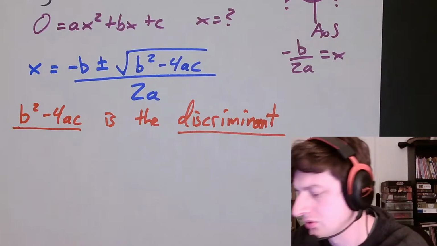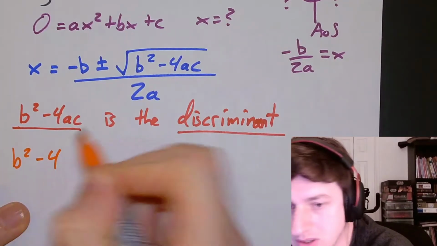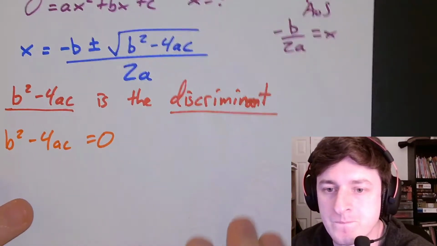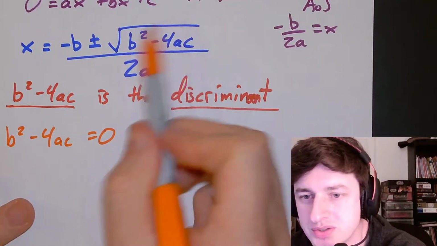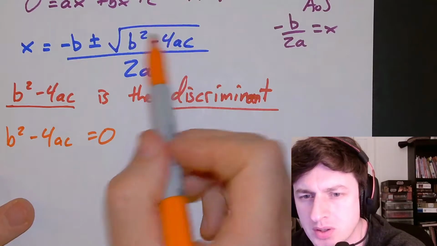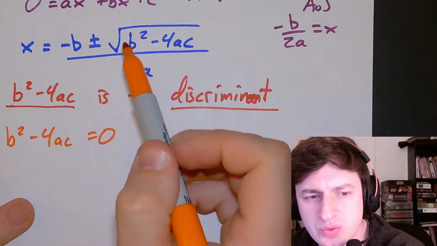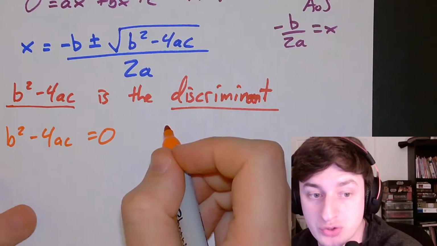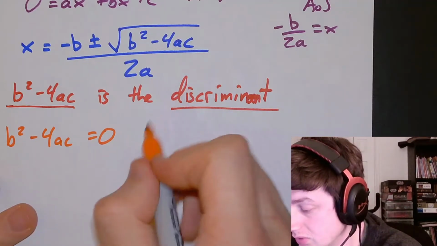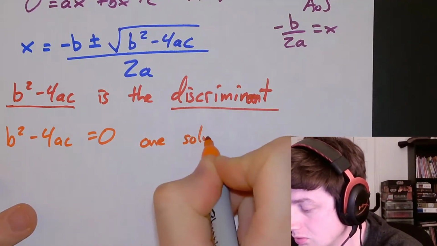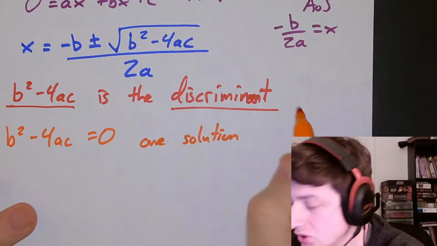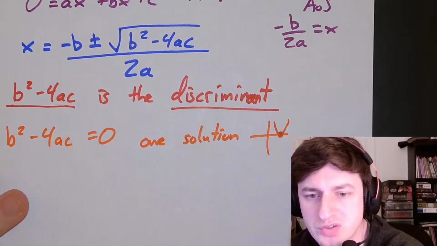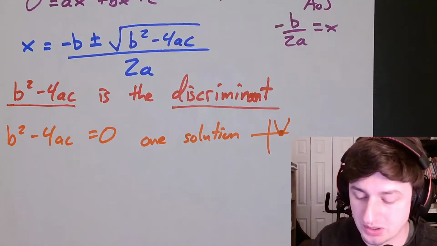So let's just say, okay, so the discriminant, b squared minus 4ac, let's say it equals 0. Well, what does that mean? That means that this square root is 0. We're left with nothing. And so x is just negative b over 2a. This means that there's only one solution. And so if we're looking at just a little picture of our graph, it's going to meet at just the vertex. One solution. So if the discriminant is 0, then we have one solution.